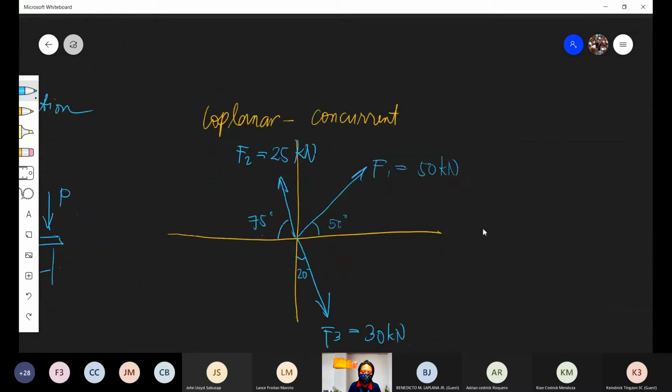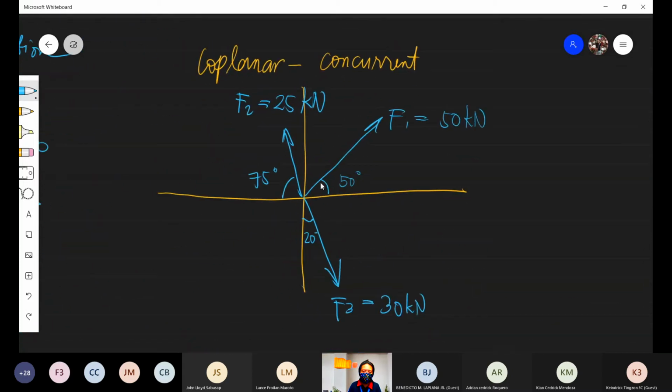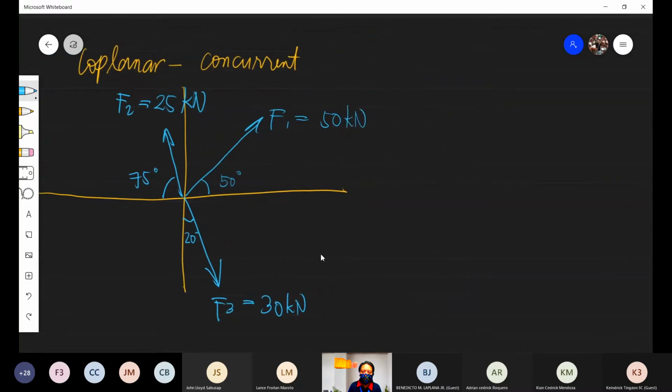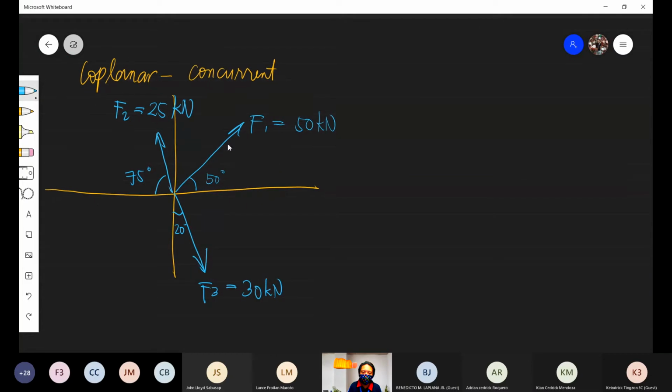So first, here we look at coplanar concurrent. It means they are on the same plane, coplanar, and also they intersect at a common point. Coplanar and concurrent. Concurrent meaning they intersect at a common point. Now, say for example, we have this force system right here, and we are tasked to find the resultant and the direction of the resultant. What do we need to solve?